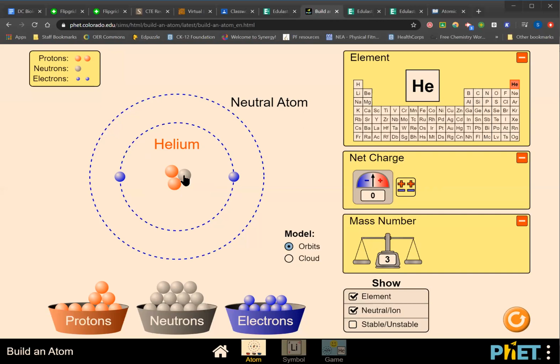1, 2, 3. Neutrons have a mass, they have a weight, but they don't have any charge, which is why they're not affecting anything. See, when I add this one, the mass number goes up, but the charge did not. So there's my perfect helium atom right there. Okay, so you go ahead and do this on your own and just play around, see what happens, and answer the questions as you go.